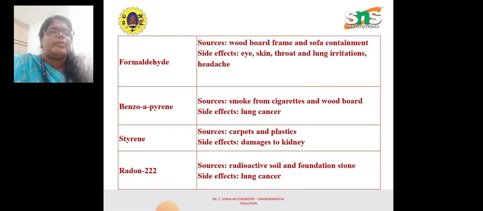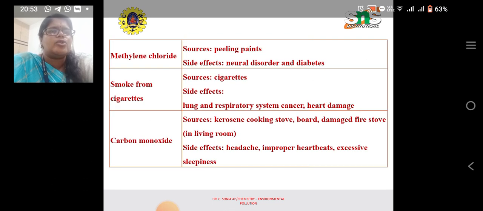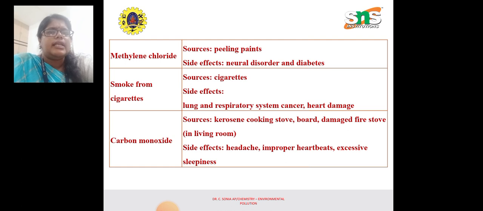It is really surprising that we are living inside the home in an environment with so many pollutants. Then next is methylene chloride. Source: peeling paints. Side effects: neural disorder and diabetes. Smoke from cigarettes. Source: cigarettes. Side effects: lung and respiratory system cancer, heart damage.